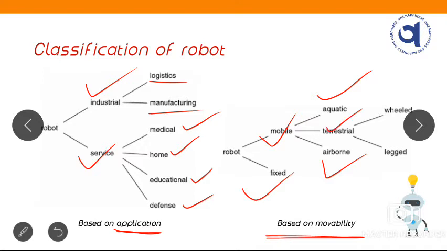Movability on land can be classified in two ways: they have wheels or they have legs. Humanoid robots have legs, but we can provide wheels too for movability.